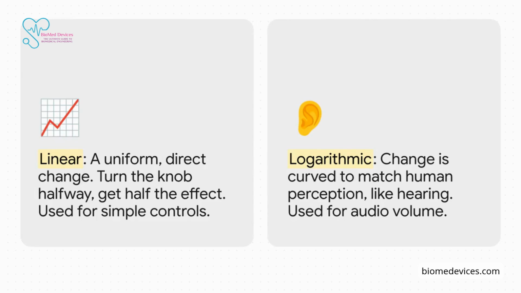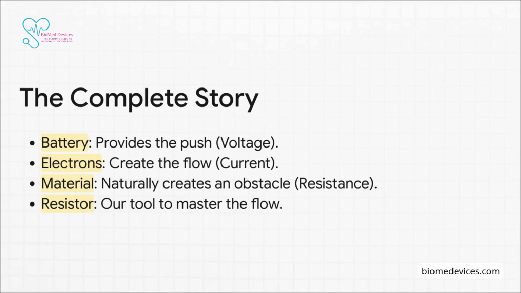And this is where it gets really clever, because we can even tailor how that control feels. For something like a motor, you probably want a linear change. You turn the knob halfway, you get half the speed. Simple. But our ears? They hear volume logarithmically. A linear volume knob would feel all wrong. It would feel like all the sound jumps up at the very beginning. So for audio, engineers use logarithmic potentiometers that actually match our hearing, which is why turning up the volume feels so smooth and natural. So let's pull it all together, the whole story.